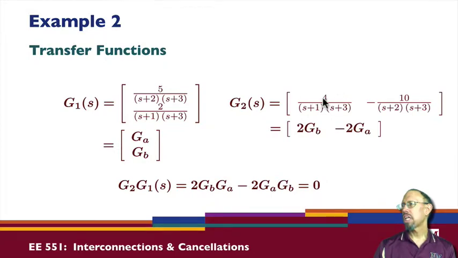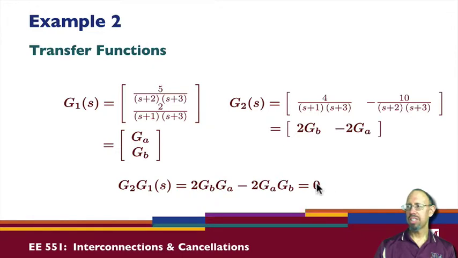This transfer function has 2GA and minus 2GA, 2GB and minus 2GA. And so if we were to go through and multiply G2 times G1, we would actually get 0. So we get 0. So yeah, you can have all kinds of interesting things happen in all of this. Multiply this out, we get 0.